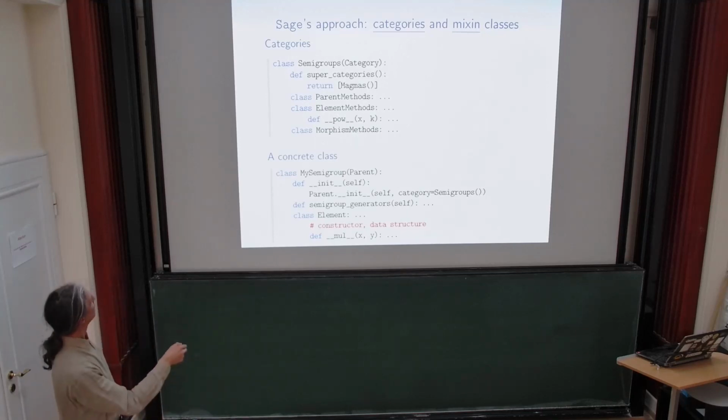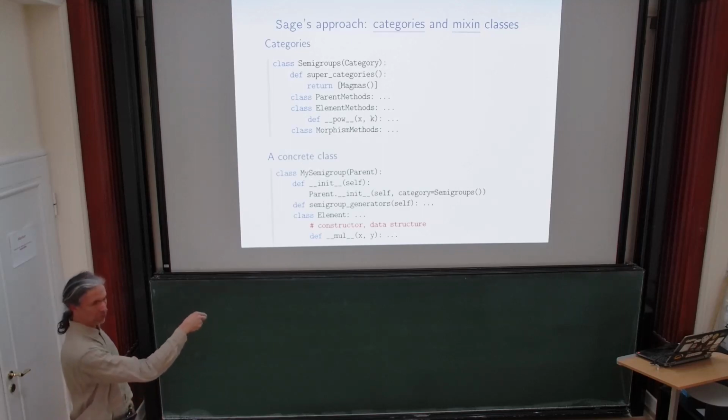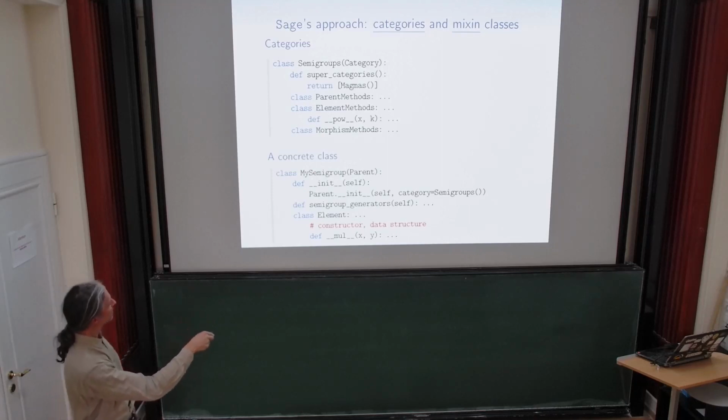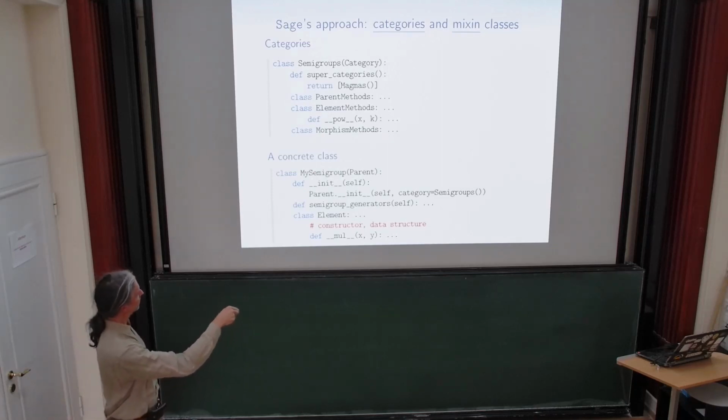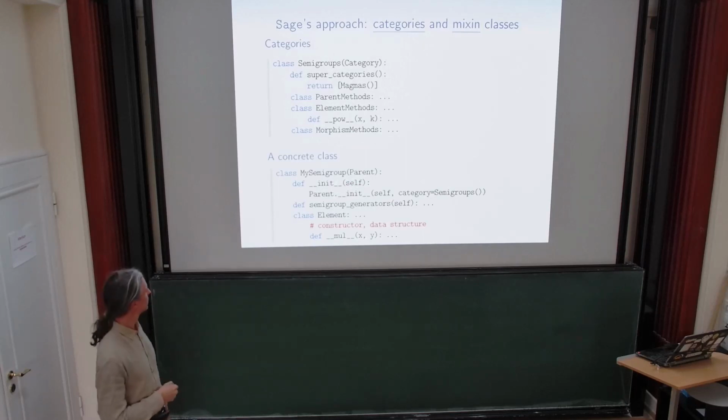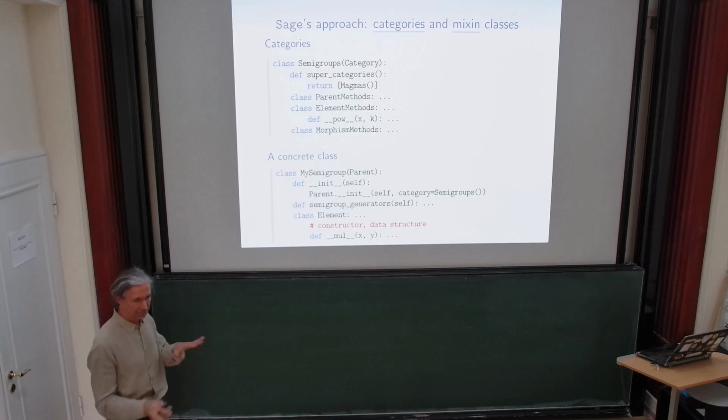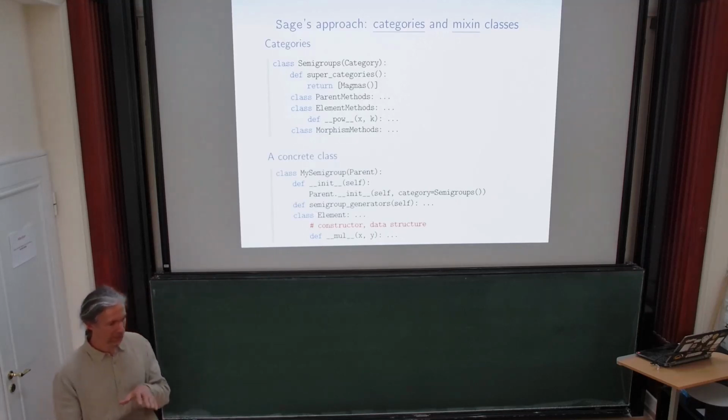And then, from there, when I want to use this, I just define the class for semigroup, and I say, oh, the structure I'm defining here is in the category of semigroups, and then I can define a class for the elements in there. So I'm putting things together, grouping things together.